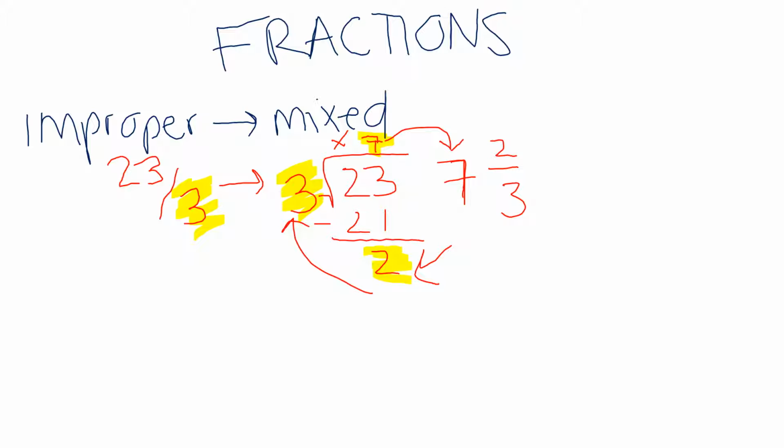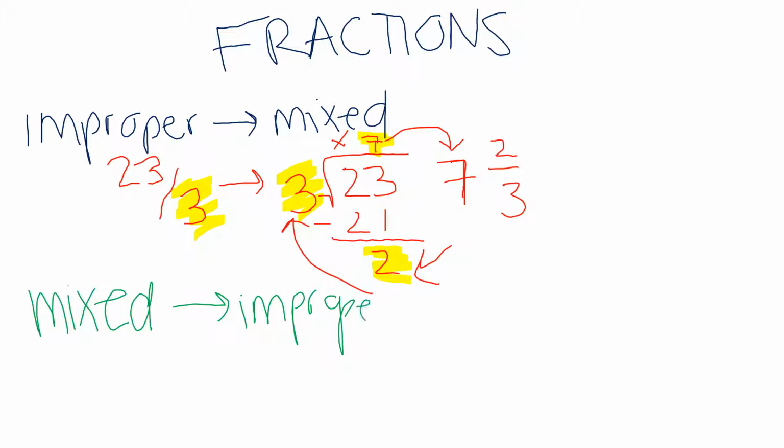And now we're going to go the other way around. We're going to go mixed to improper. And if you could guess, because we use division to go from improper to mixed, we should assume that we're going to use the opposite, which is multiplication, to go from mixed to improper.